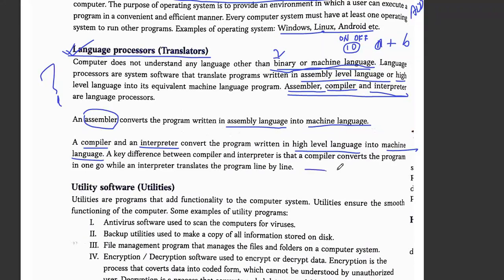That is, suppose this is a program. These are a set of instructions.